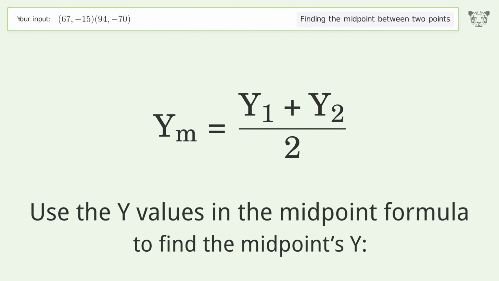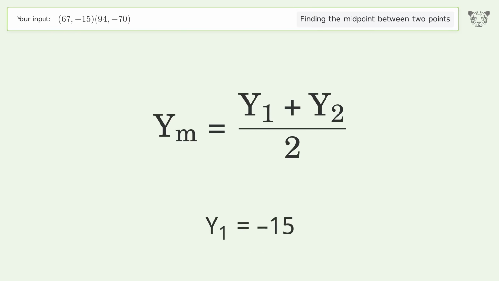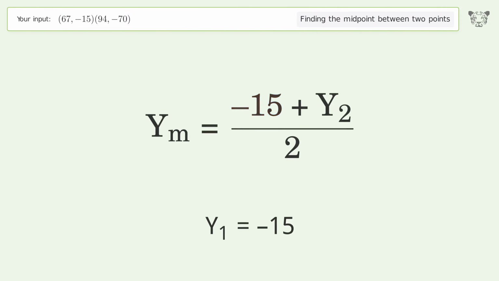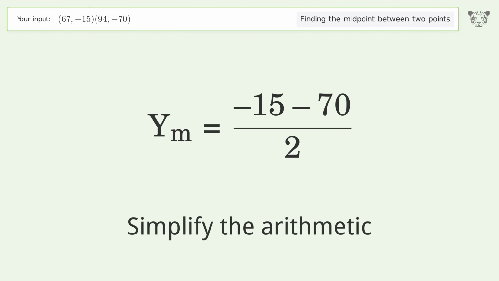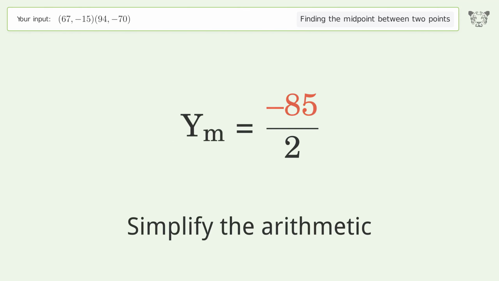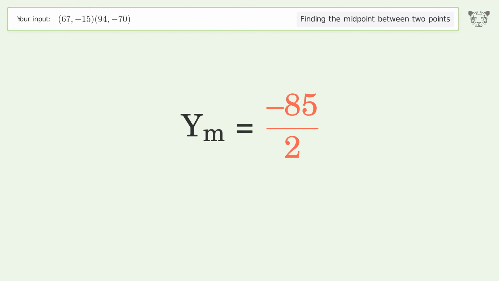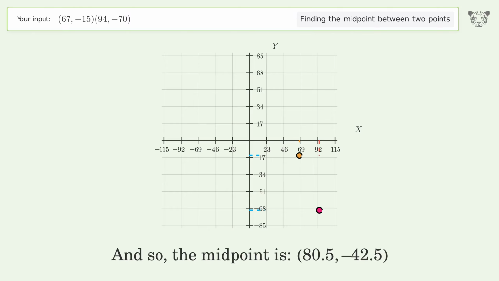Use the y values in the midpoint formula to find the midpoint's y. y1 equals negative 15. y2 equals negative 70. Simplify the arithmetic. And so, the midpoint is 80.5, negative 42.5.